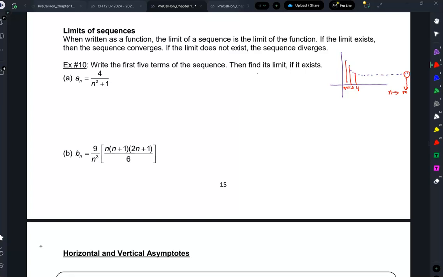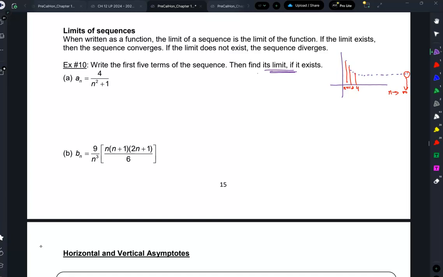So here, this is a sub n, the explicit formula. I said to write the first 5 terms of the sequence. I know you guys know how to do that, so we're not going to do it again. But now let's find the limit.